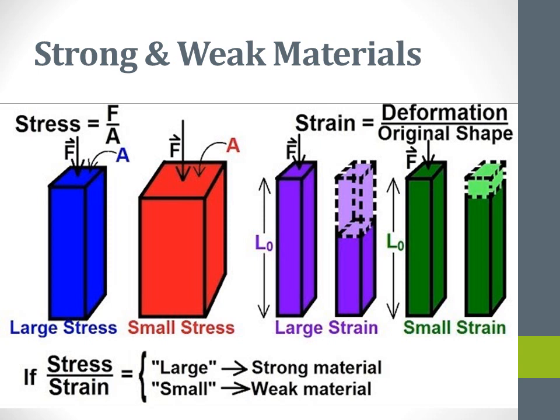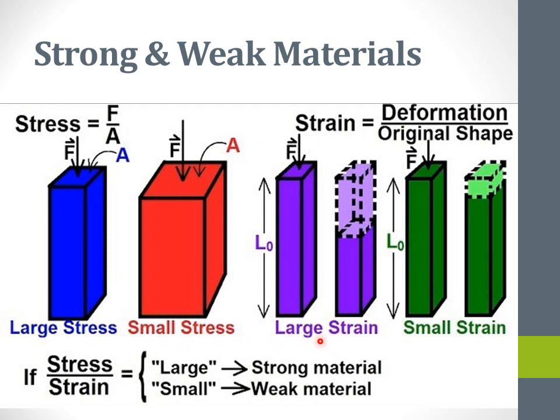Materials can be classified as strong or weak materials depending on the amount of stress they can withstand as well as the strain undergone by them. We have two materials here, one to which we apply a force F on a small area of cross section. Therefore, we say it is subjected to a large amount of stress. But if the same force is applied to a large area of cross section, we say that the material is subjected to a small amount of stress.